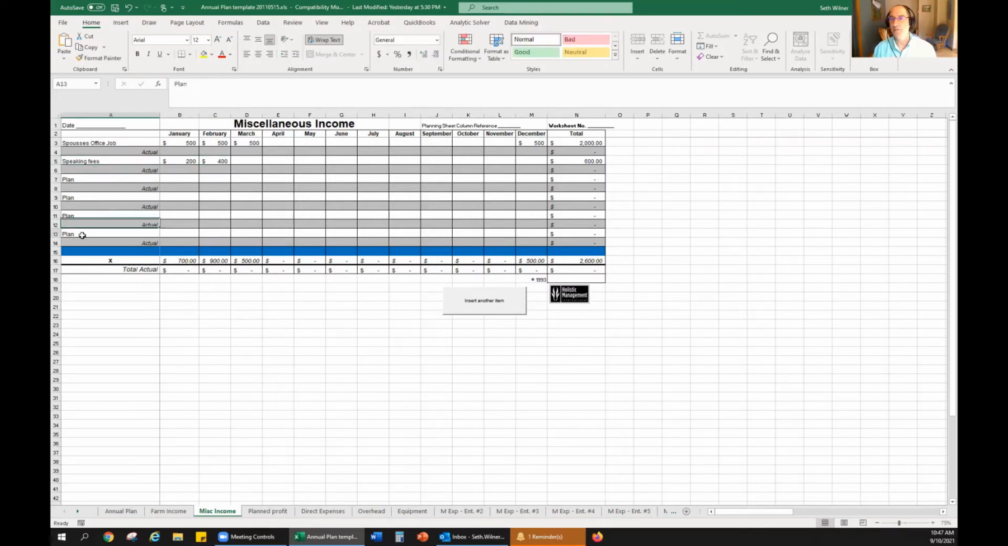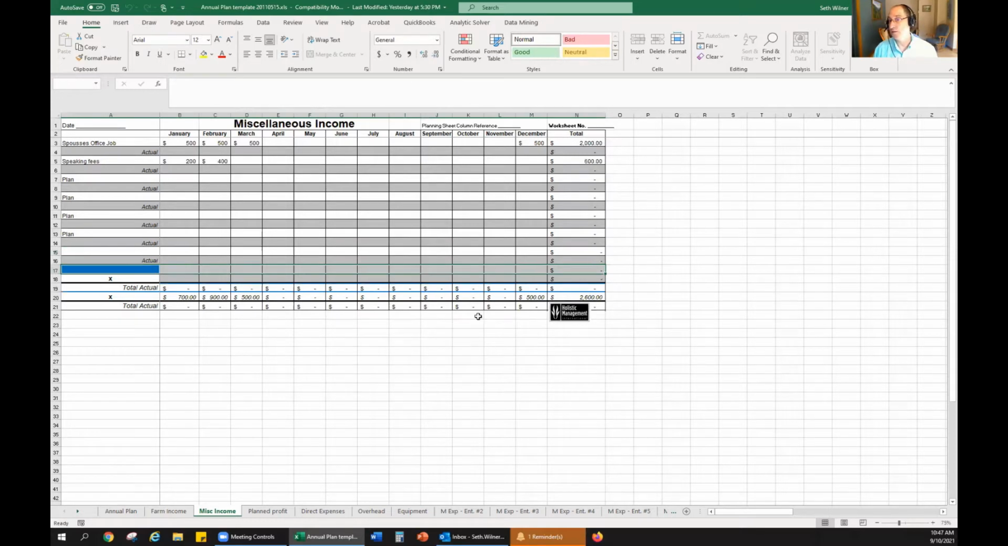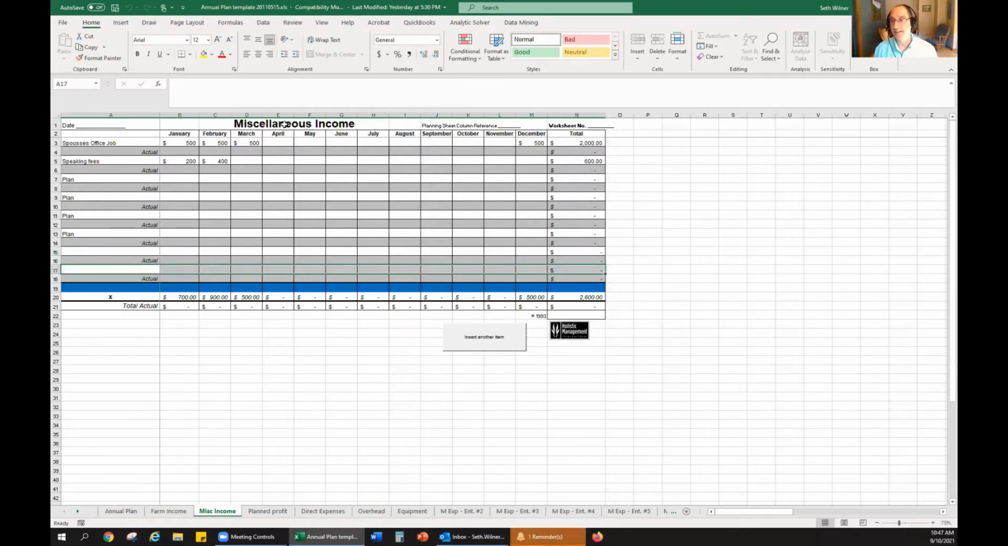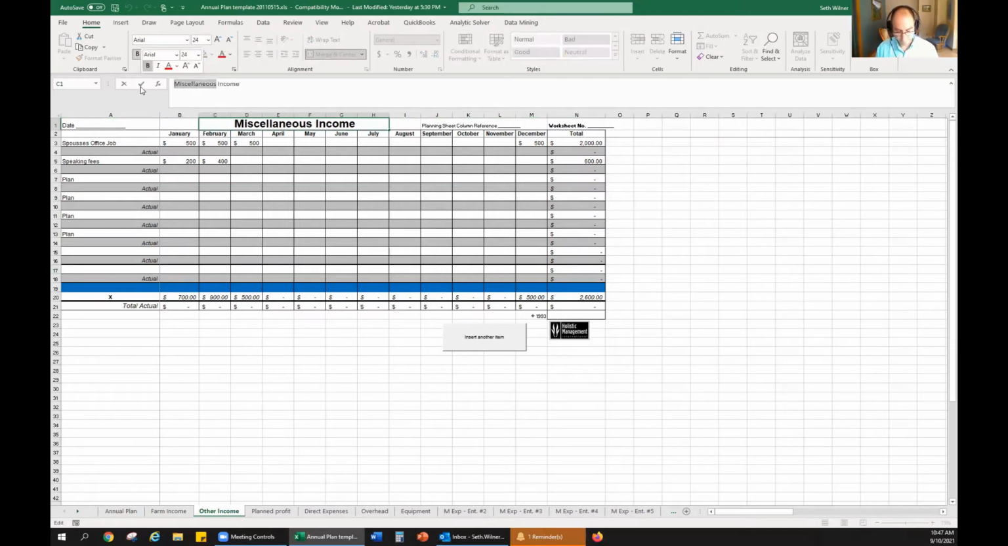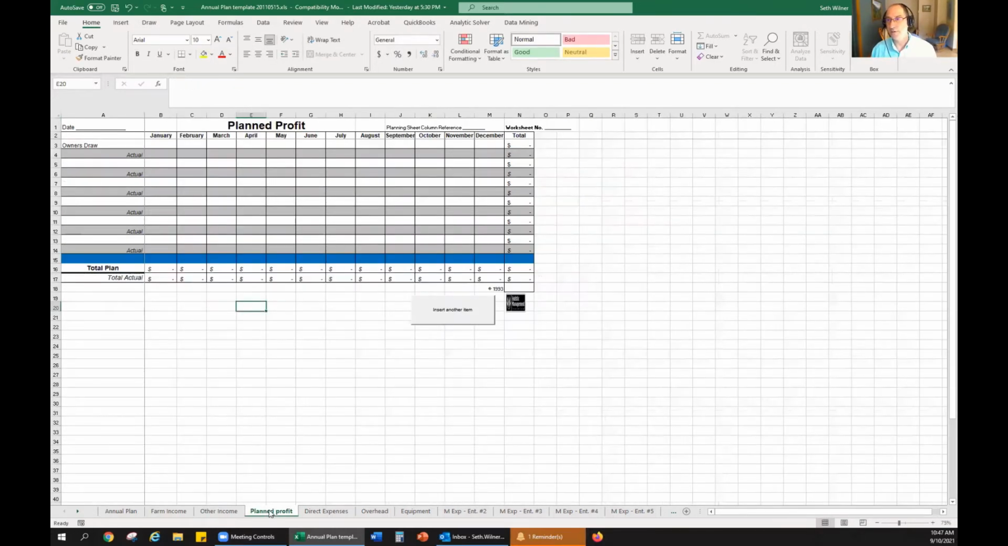Okay. Let's say you ran all the way down and you just ran out of room because you have all this miscellaneous income. The way to add another line is hitting this button. So if you need 2 more, you'd hit that button. That's the idea there. Let's say you didn't like the word miscellaneous income and you want to name it other income. So we're going to go down, right click on that, rename. I'm going to go up here and rename this other income. Perfect.